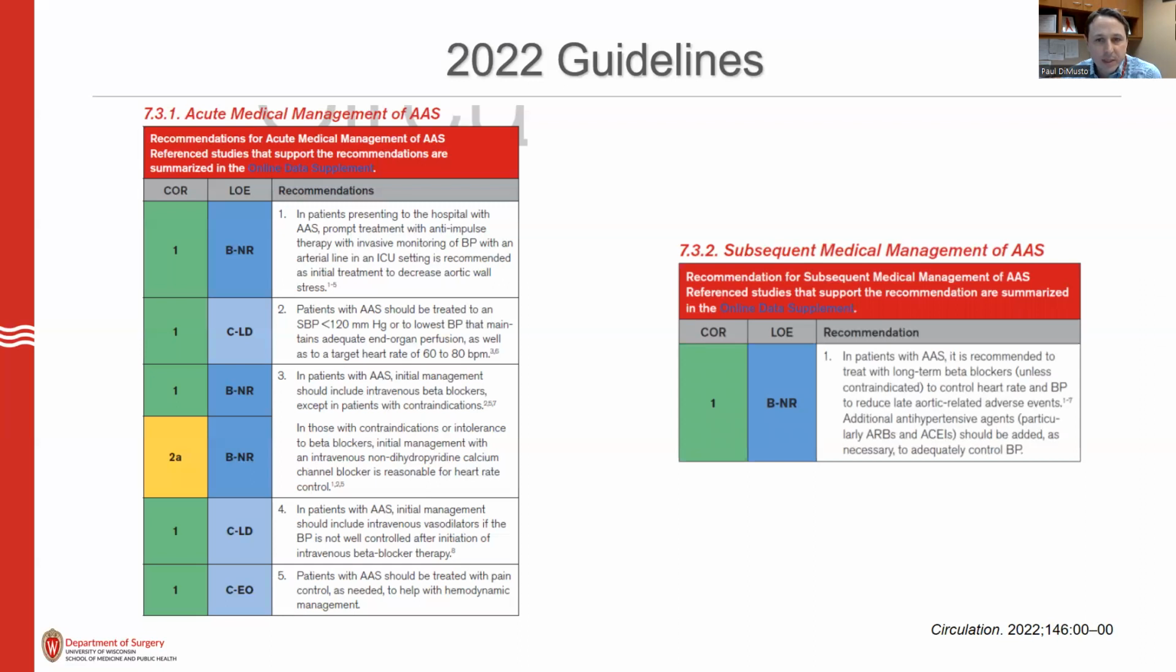In the long term, these patients need to maintain this blood pressure and heart rate control, typically with beta blockers as a first-line agent, and then additional antihypertensives as needed, particularly ACE inhibitors or ARBs.